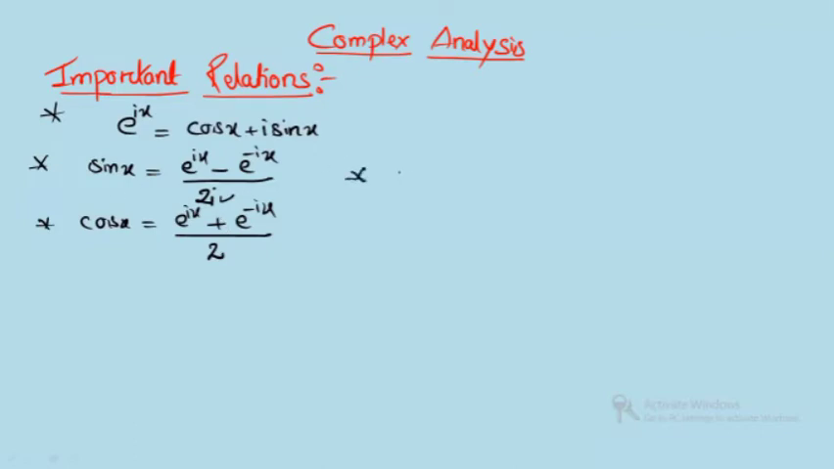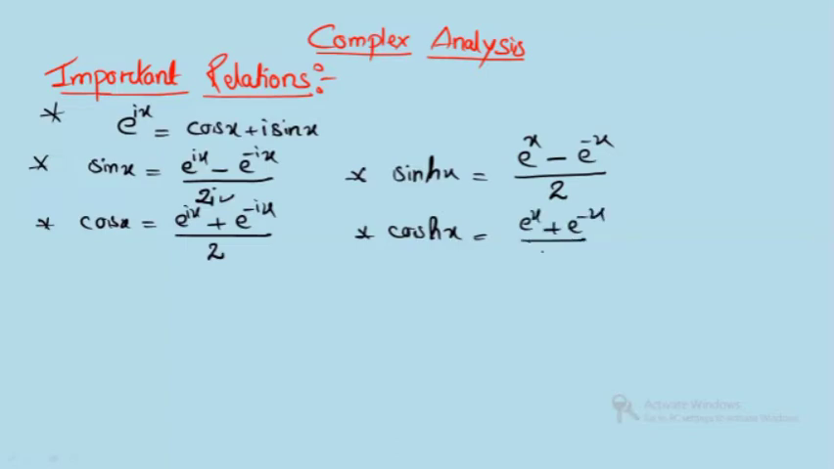Similarly, what you can write? You can write the formula for sine hyperbolic x and cos hyperbolic x. It is quite similar, but the only difference is that you will not have the iota term. So it will be e to the power x minus e to the power minus x by 2. Okay, iota term will not be there. And here what you will have? Cos hyperbolic x. You can write it as e to the power x plus e to the power minus x by 2. Clear?